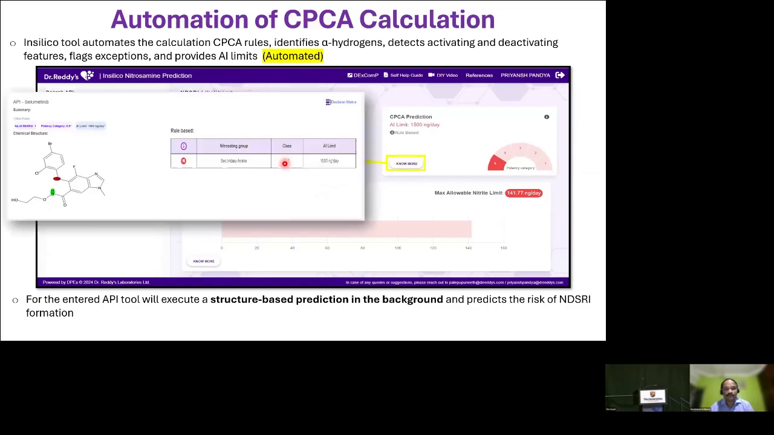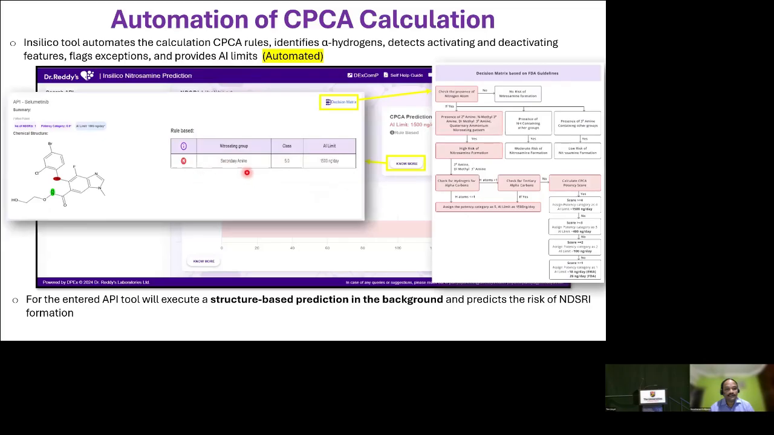Again, just to give an example of selumetinib, as we have discussed in the previous slide, the secondary amine group poses high risk for the NDSRA formation. And following the flowchart defined by the US FDA guidance for the calculation of acceptable intake limit, there is no tertiary hydrogen present near this functional group. Based on this, the tool calculates that the severity is under class 5 and the acceptable intake limit is 1500 nanogram per day. And further, the tool also has the capability to calculate the maximum allowable nitrate limit, which can be set as a limit in the drug product.